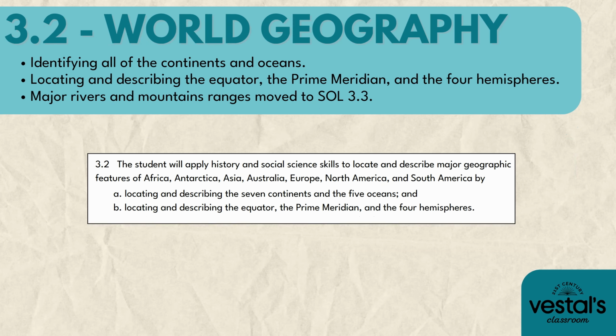The second SOL is world geography, and the big changes here are students are now expected to be able to identify all of the continents and all of the oceans. Previously, there were just certain continents and oceans that they were identifying, but now it's all of the major ones. Students are also expected to be able to describe the equator, the prime meridian, and the 4 hemispheres, and use this to help them better describe the locations of the continents and the oceans.